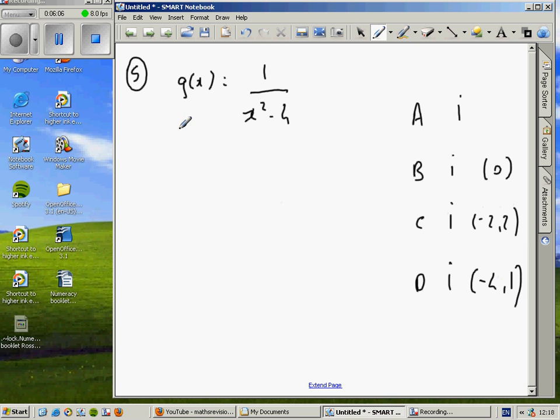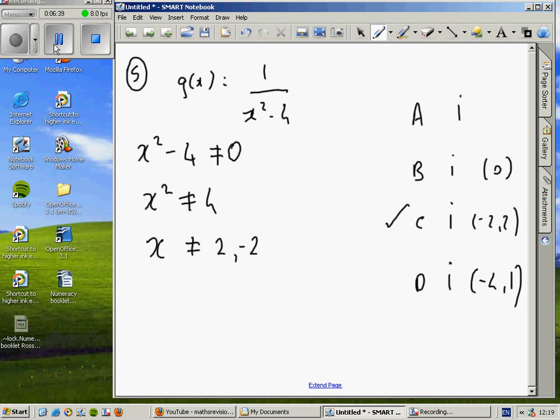Now we can see that in this function we would get an undefined result if the denominator was equal to 0. Therefore, the denominator for this function cannot equal 0. x squared minus 4 cannot equal 0, therefore x squared cannot equal 4, and taking the square root, x cannot equal 2 or minus 2, and option C is the correct answer, all real numbers except from 2 and minus 2.